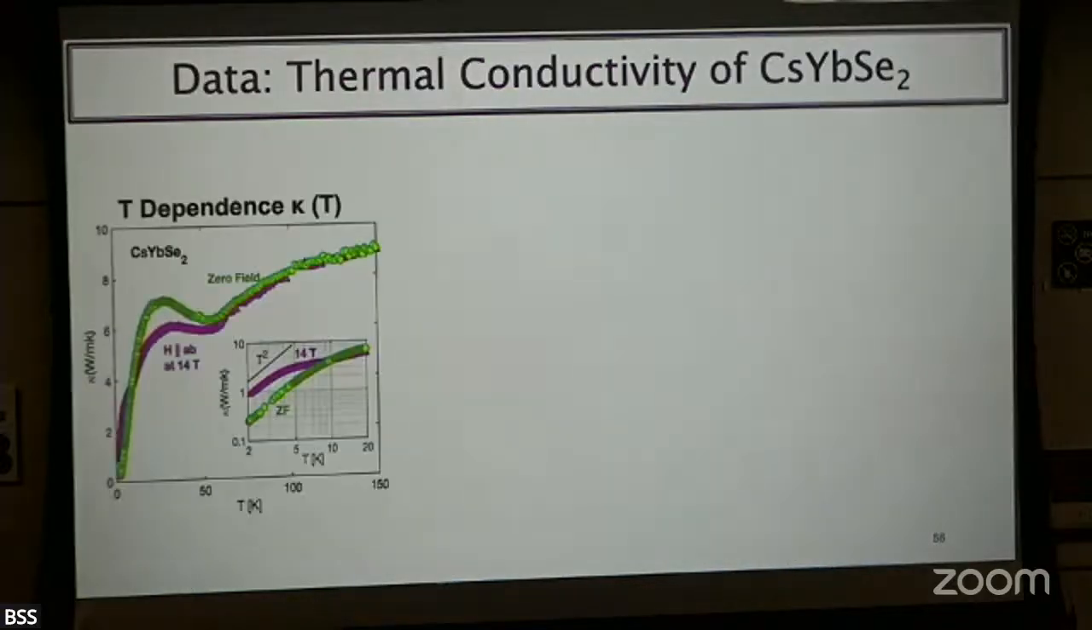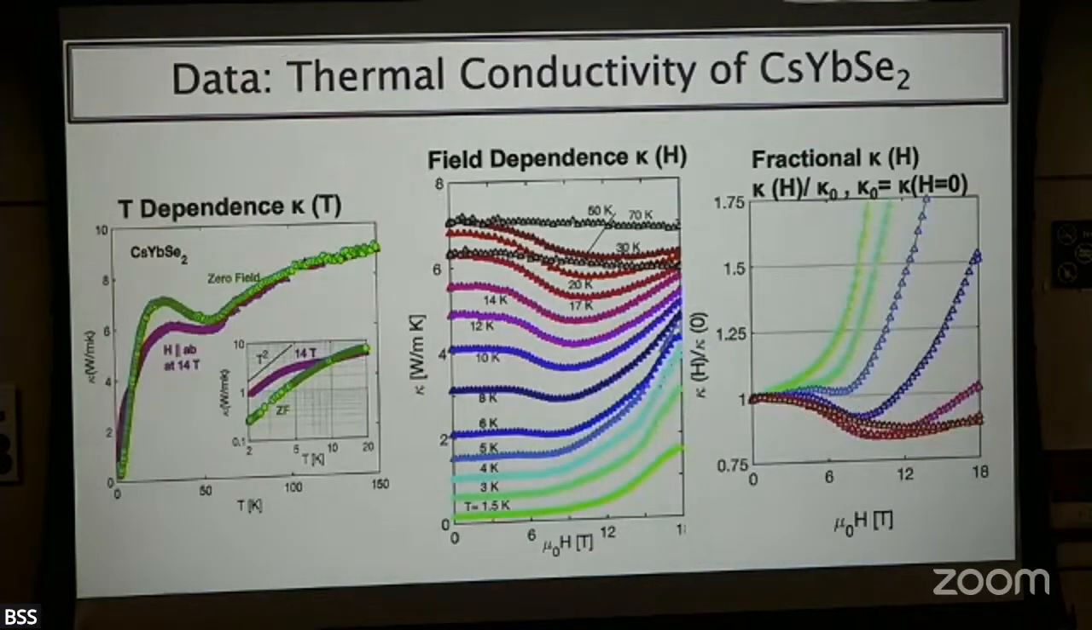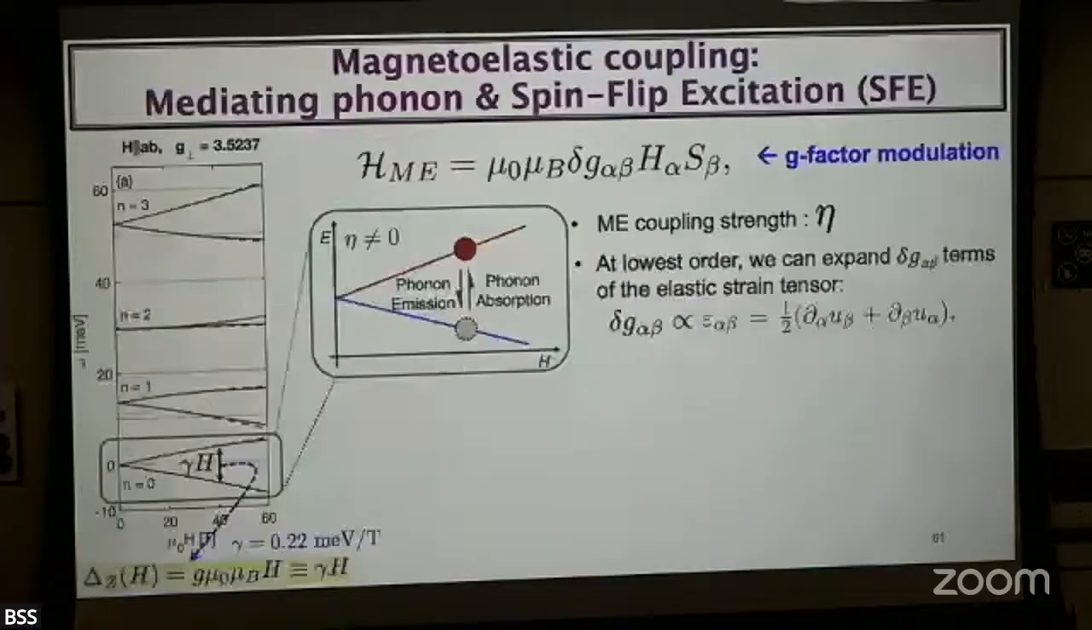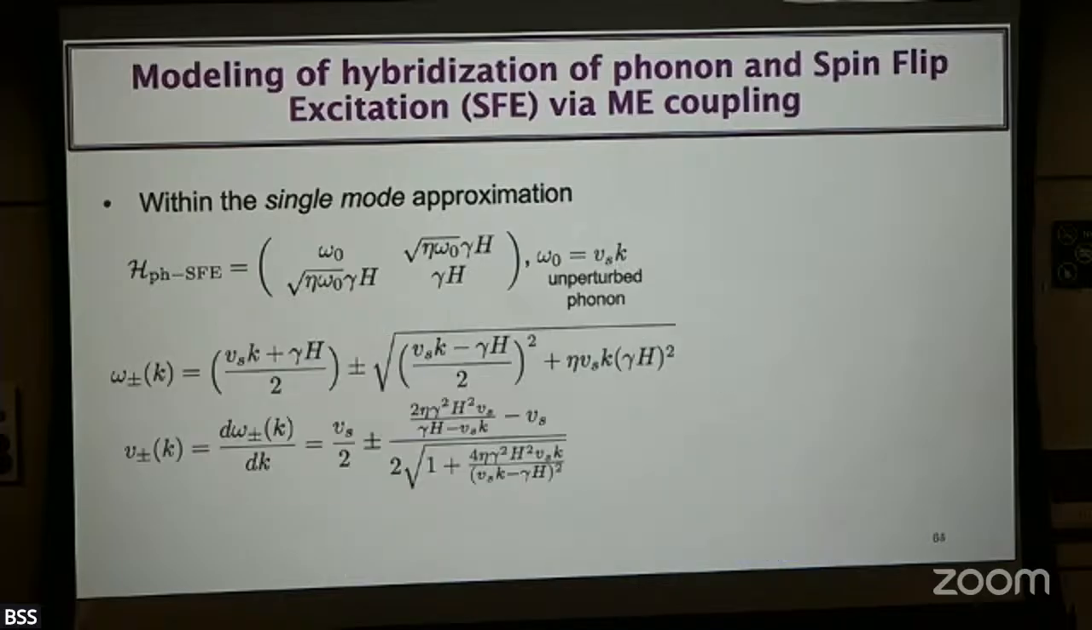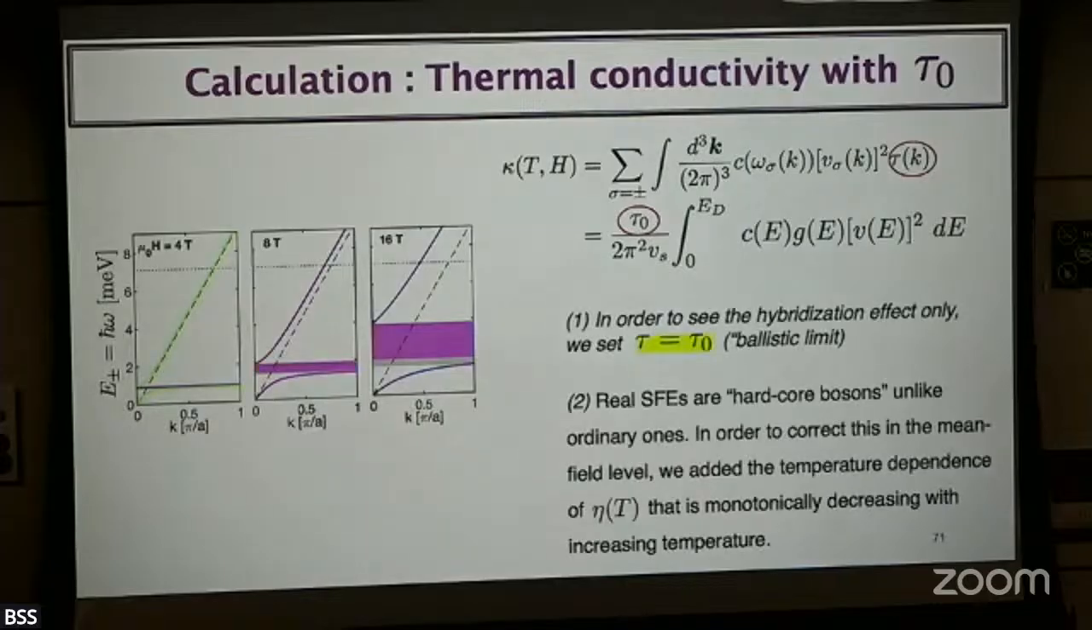So with all this, this is what we measured, and we actually have a very non-monotonic field dependence. The model that we have is very simple: spin-phonon coupling and spin-flip excitation, just a very simple toy model with one single mode. The diagonal term is the spin-flip excitation and the phonon, this omega naught is the dispersion, and then this is the magnetoelastic coupling, through which the phonon is jumping back and forth. With this, we actually do a very simple calculation just using the transport equation.